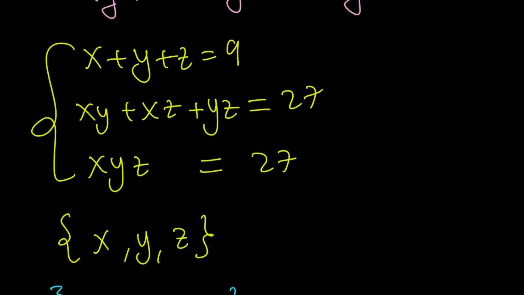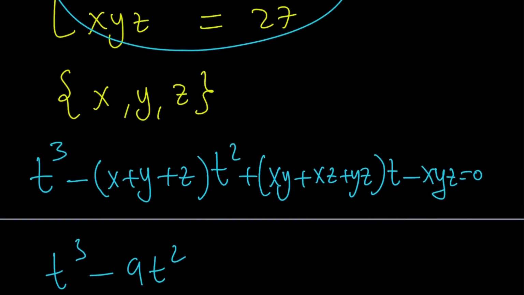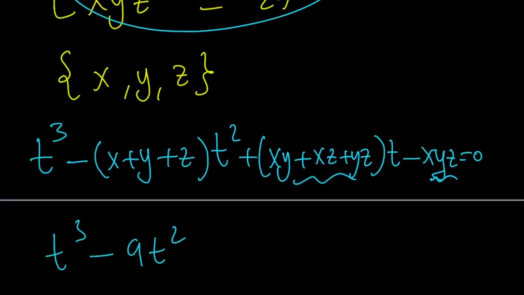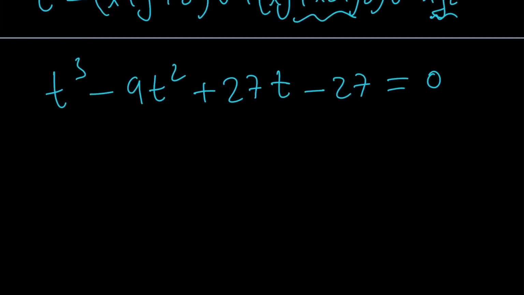And since I know those values, I can just plug them in, and let's see what that gives us. So I'm going to go ahead and replace all of these here. x plus y plus z is equal to 9. So I'll be getting t cubed minus 9t squared. And remember, these were both 27. So it's going to be plus 27t minus 27 equals 0. Now, what does this look like?